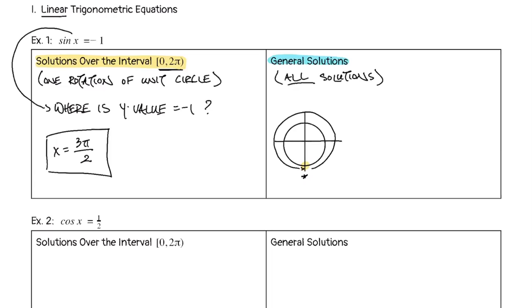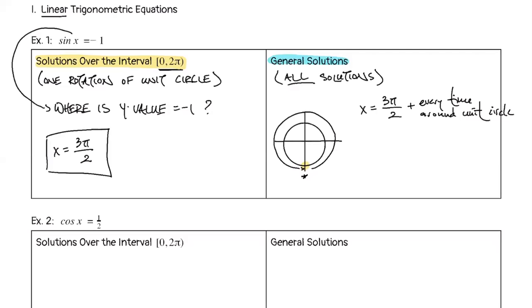The way we write that, because we don't want to sit and list out every single solution, is we say, here's our one solution, okay? And it's not multiples of 3 pi over 2, okay? But we're saying we want to think about 3 pi over 2 plus every time around the unit circle. Like, that's what we're doing in words.